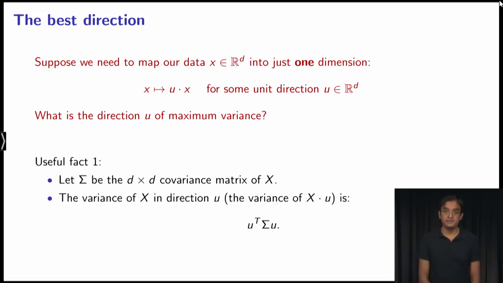So here it is. Okay, so we have this d-dimensional data, x. Let's look at its covariance matrix, sigma. Then the variance in any direction u is simply u transpose sigma u. That's it. Okay, simple. But it's also rather abstract. So let's look at a slightly more concrete setting.